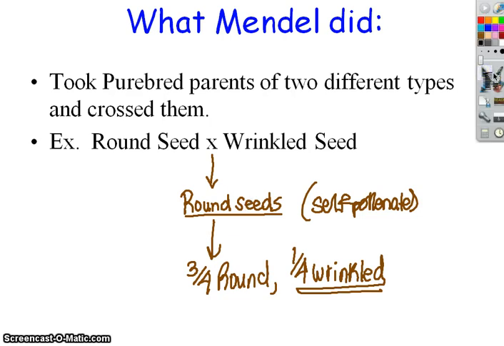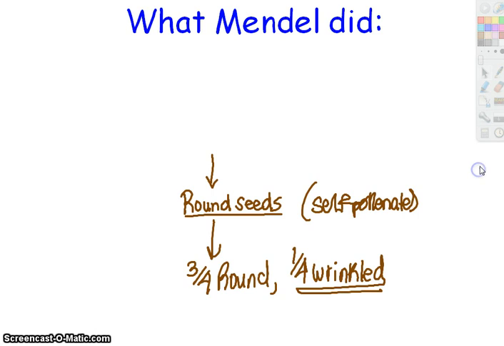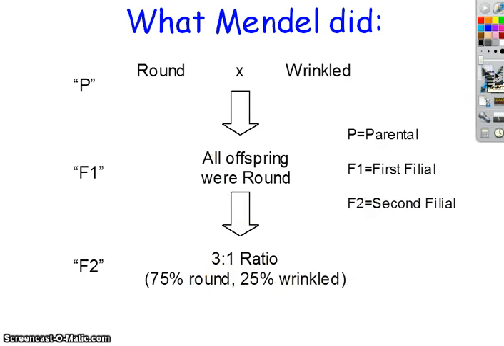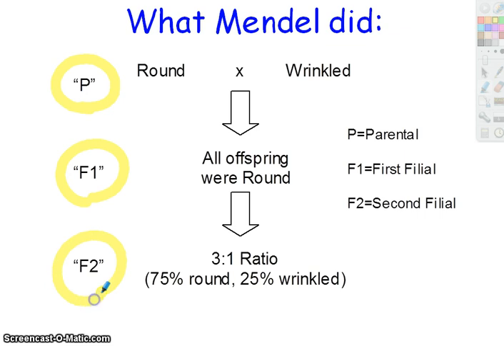He came up with 3 principles from this, but before we do that, I have this rewritten, and I have one other thing I want you to know about it. So this is rewritten what we already did. Round times wrinkled, they all came out round, and then you got like a 3/4, 1/4 ratio in the next generation. The vocabulary I want you to add to this would be these 3 things though: P, F1, and F2.